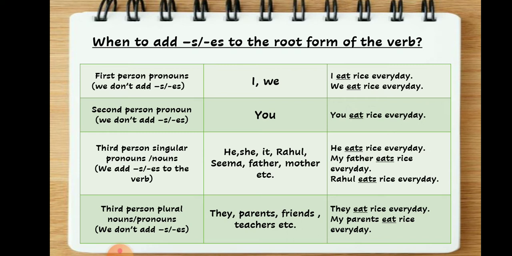With second person pronoun also, we don't add s or es. You eat rice every day. Now with third person singular pronouns or nouns, we add s or es to the verb. For example, he, she, it. These are third person singular pronouns. Rahul, Seema, father, mother, etc. These are singular nouns. We add s or es to the verb.